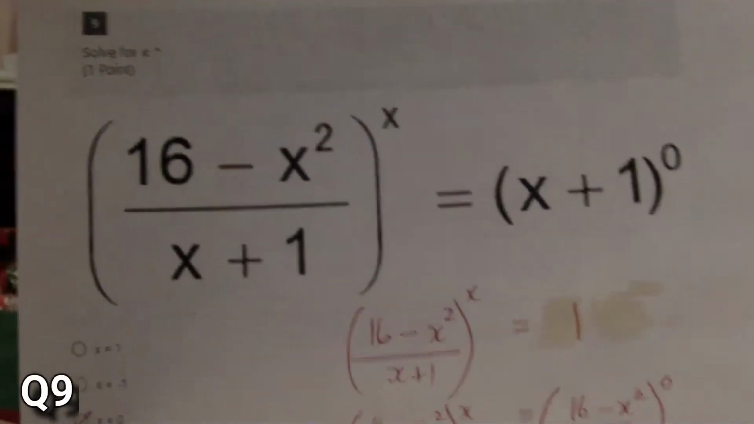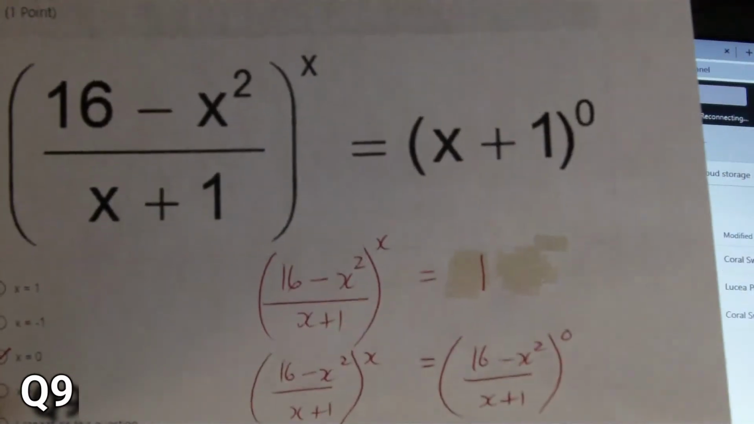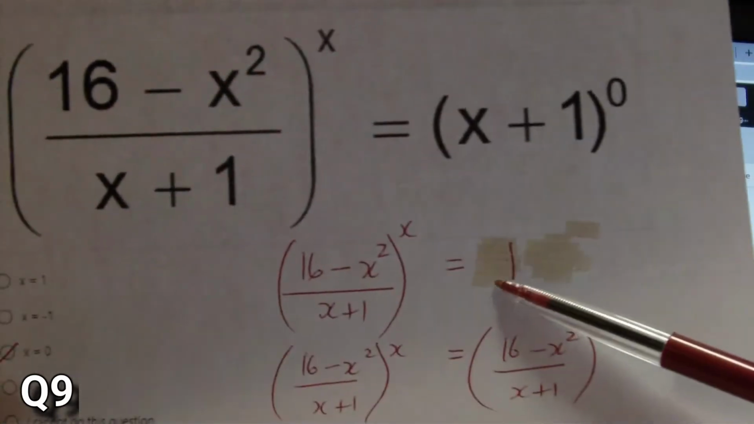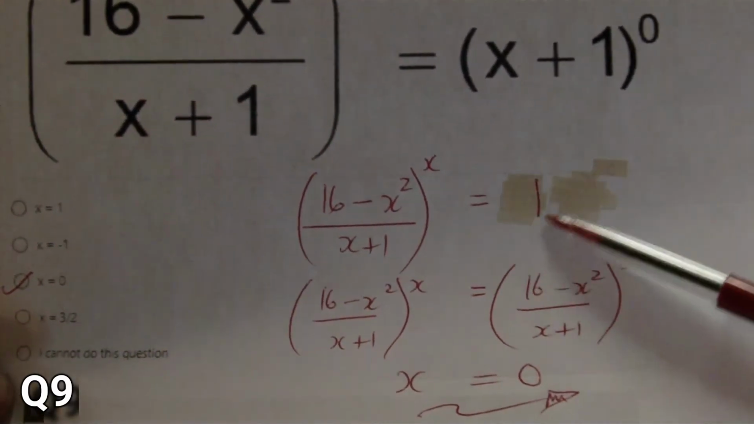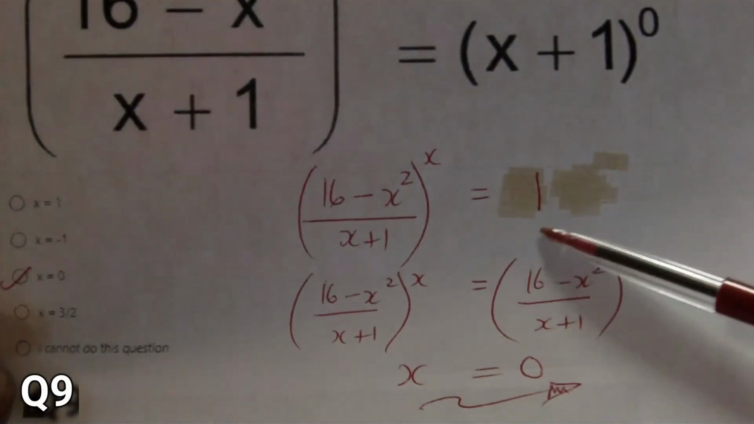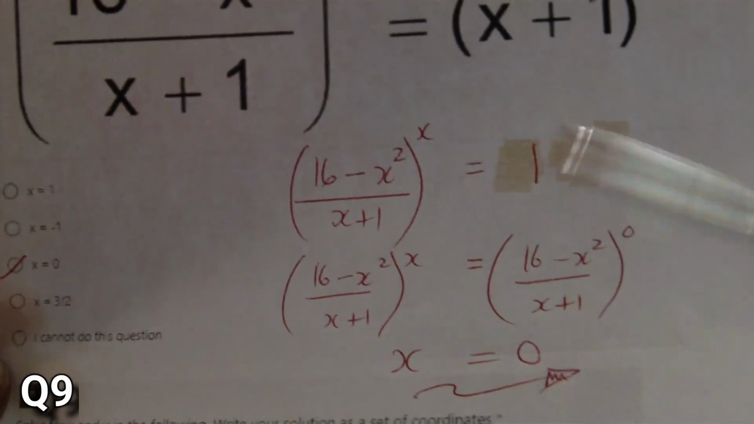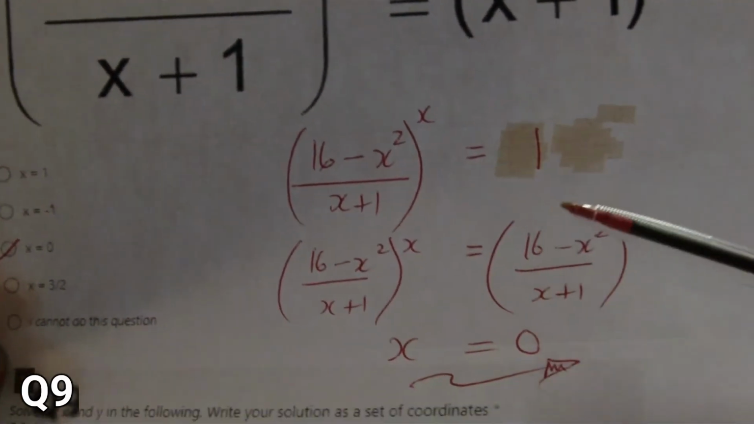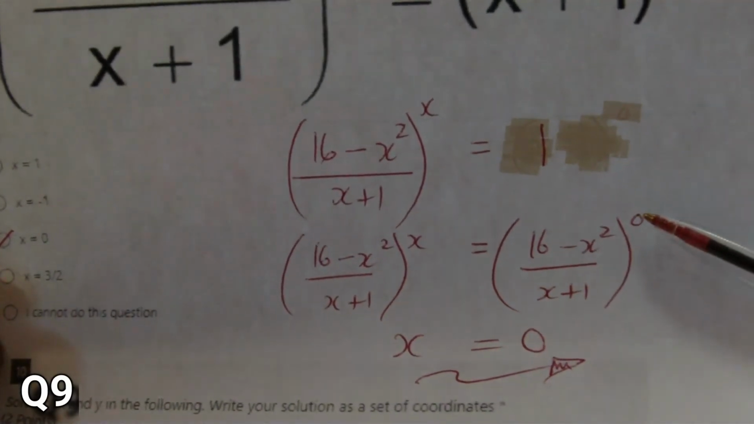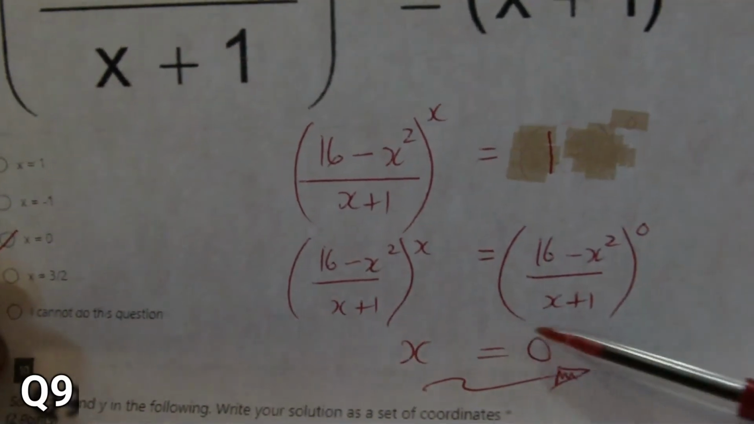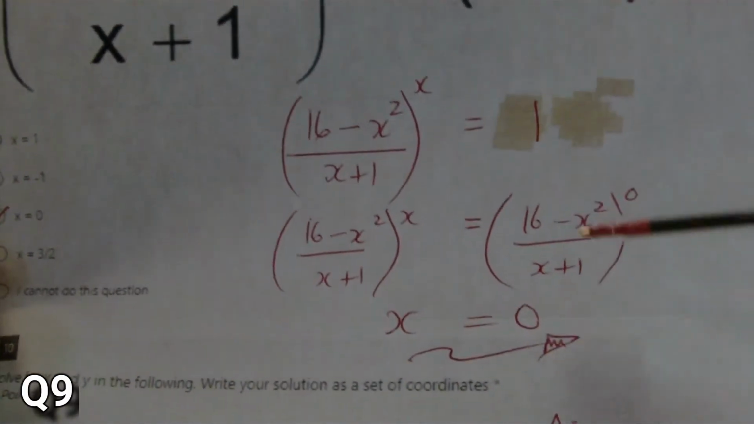This was a horrible looking sum, but actually it wasn't too bad, because anything to the 0 is 1, so I just made that 1. And then remember, if it's a 1, this could be any base you want to the power of 0. So I changed that 1 to be the same base as what's on the left hand side, but I made it to the 0. So isn't that also equal to 1? So actually all 3 of these were equal to 1.